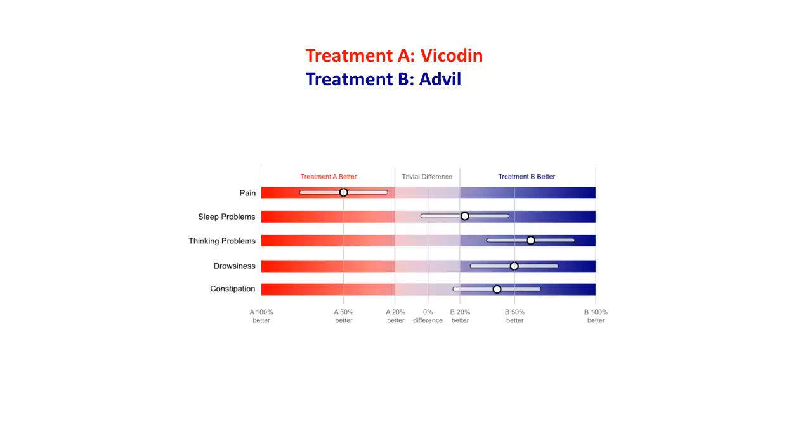Some of them, like thinking problems and drowsiness, have margins of error that don't cross into the neutral zone. But for sleep problems and constipation, we can't be quite so sure because the error bars do cross into the neutral zone. So overall, we see that in this case Vicodin is better for pain control, but Advil showed fewer side effects, particularly with respect to cognitive ability.